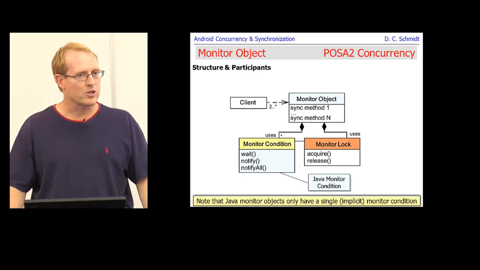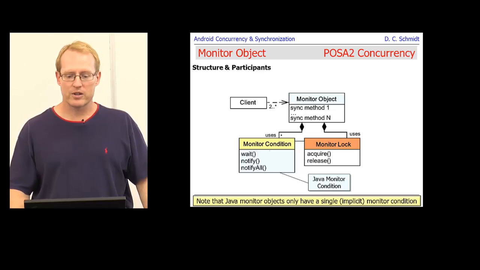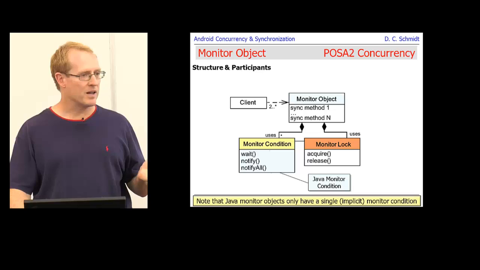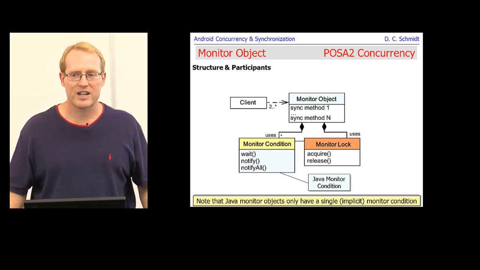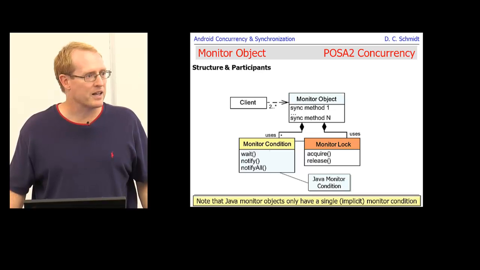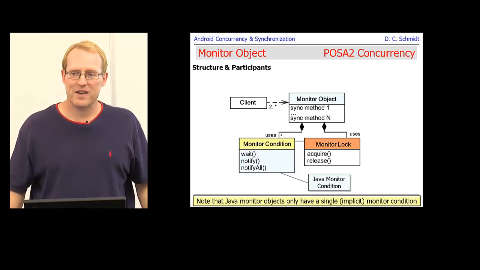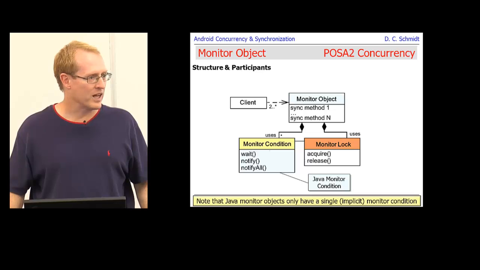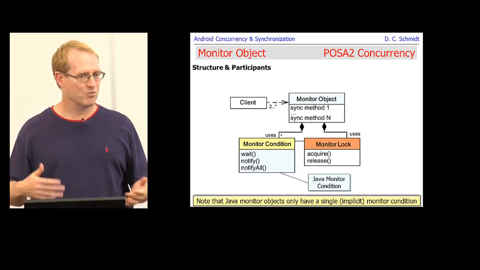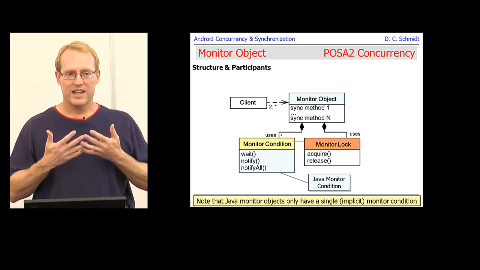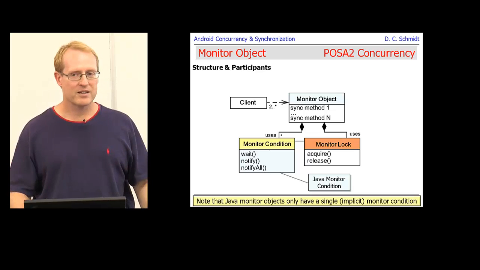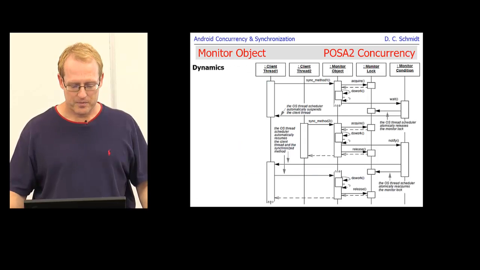So as we said before, Java monitor objects only have one implicit monitor condition. All right, any questions about the structure diagram? Pretty straightforward. One of the nice things about monitor object, as we'll see later, is that it looks quite a bit like normal objects. In fact, that's part of its appeal. It doesn't look a whole heck of a lot different than a regular old object that doesn't have locks. It just has this wonderful property that if multiple threads call it, they're protected from concurrent access.